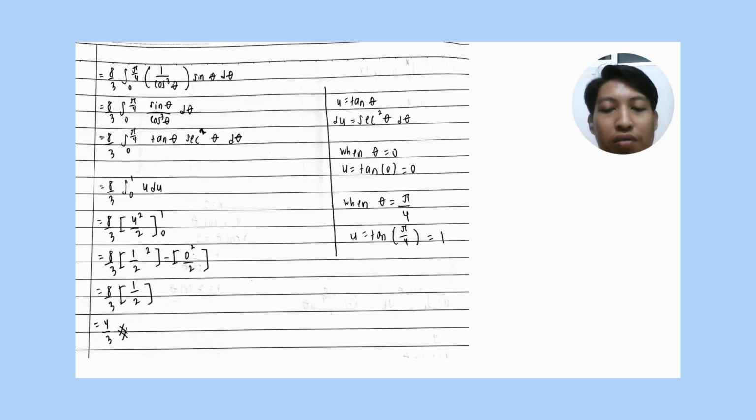Our integral simplifies beautifully to 8 over 3 times the definite integral from 0 to 1 of u du. Integrating u gives u squared over 2. Evaluating this from 0 to 1 yields 1 over 2. Finally, multiplying 8 over 3 by 1 over 2 gives us our final answer of 4 over 3. That concludes my presentation. Thank you for watching.